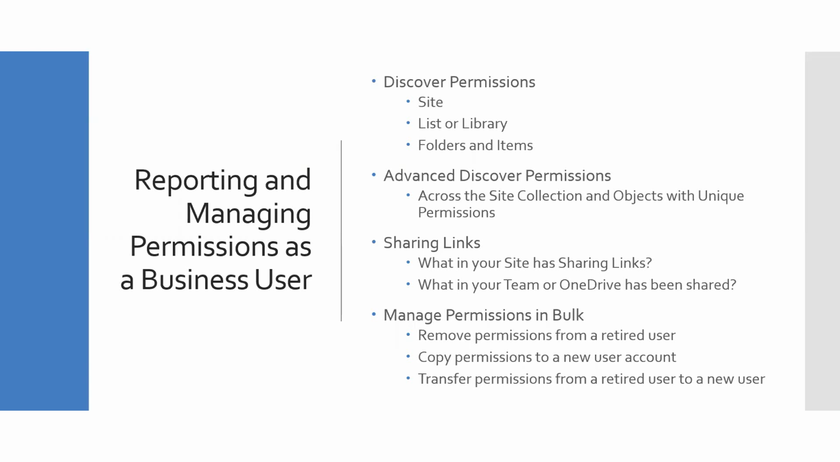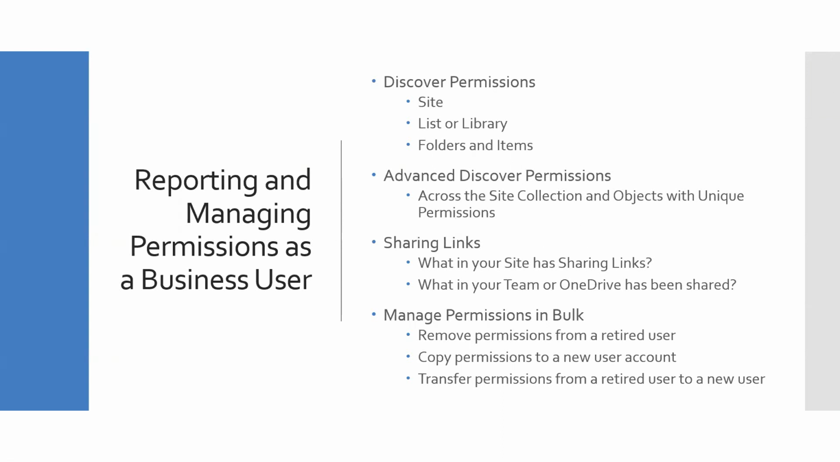You can do the same thing with lists and libraries, and when you're inside a library, you can select as many items or folders as you like and report across all of them in one go. So that saves you a tremendous amount of time when you're trying to report on permissions for each individual folder inside your document libraries.